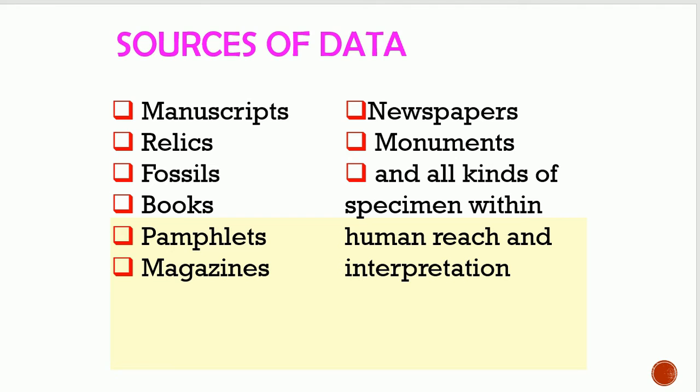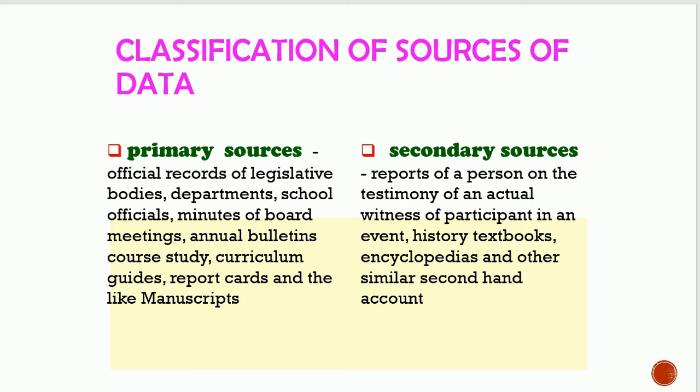So, itong mga sources ng data natin, no? Maaaring galing sa mga, I'm sure marami pang mga data na pinanggagalingan ng data na wala dito, no? Can be manuscript, relics, fossils, no? Books, pamphlets, magazines, and lahat ng specimen within the human reach and interpretation, lahat po yan ay sources ng data, no? Ito yung kanina ang sinasabi natin, primary sources ba yan?